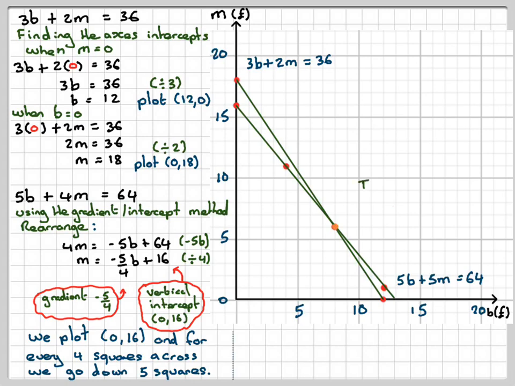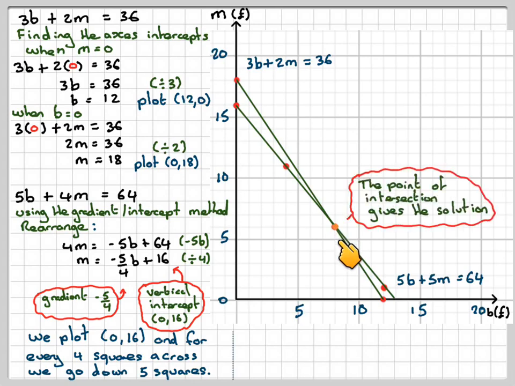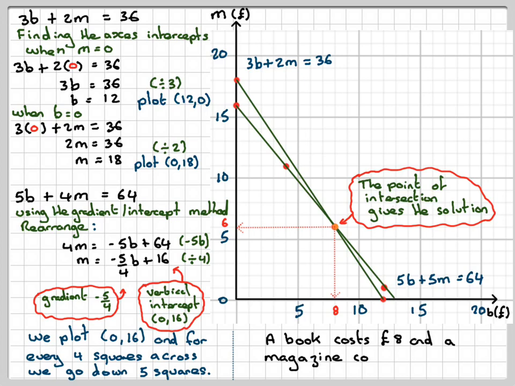Right, what gives me the solution of the problem? Well, this point here where both lines intersect gives the solution to the problem. So you should show clearly on your graph how you got your answer. Going down here, drawing a vertical line, we can see that it is 5, 6, 7, 8. And then doing this one here, we can see that this one is 6. So this gives me the cost of a book. The cost of a book is going to be £8, and the cost of a magazine is going to be £6.